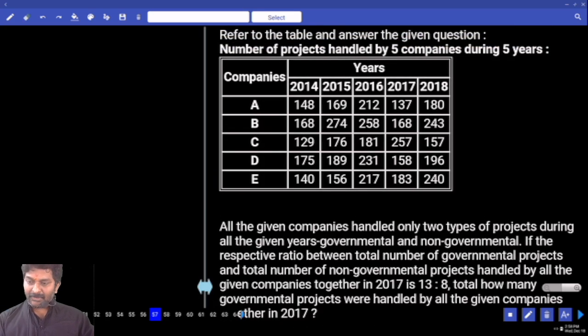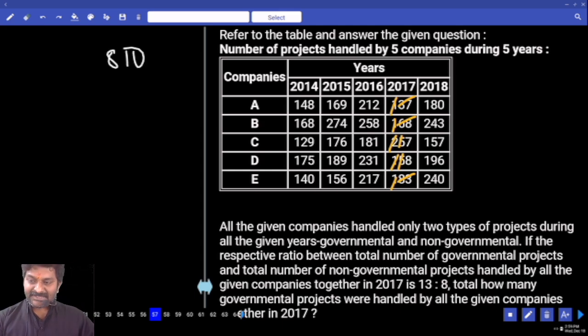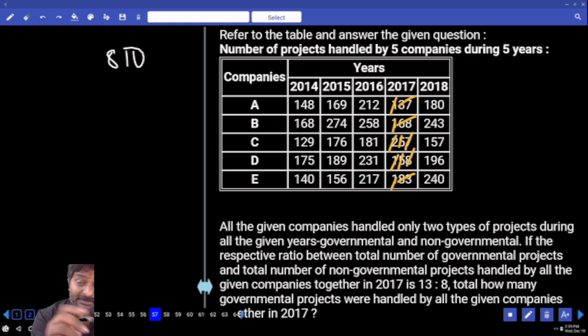Correct? We have to add all these values. 100, 100, 100, 100 plus 200. 50, 50. 700. 37, 83. 110. Total 868 plus 7, 75. 75 plus 8. 80. 810 plus 83. 893. These many total projects are there.